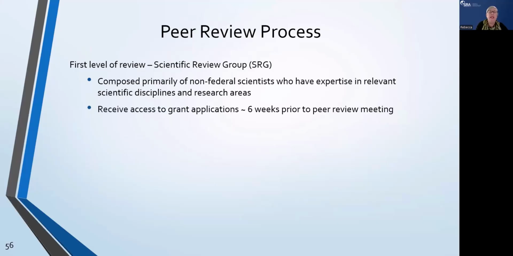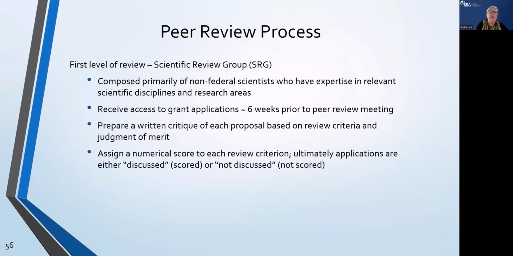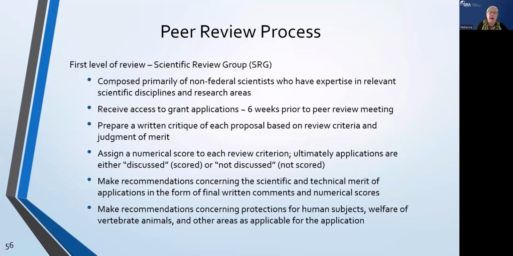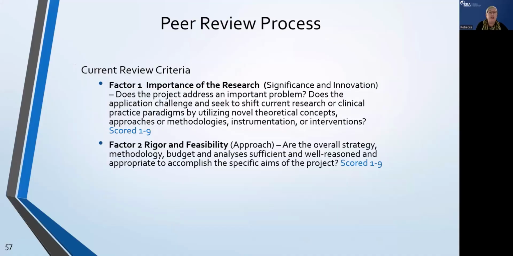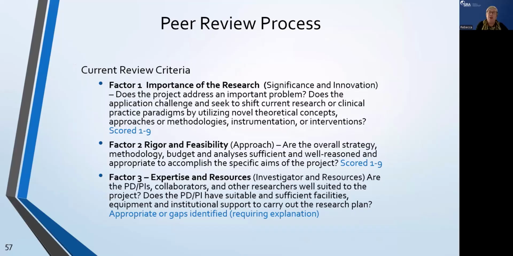Again, the important thing to understand is that NIH has a 2-tier review system, where there's a first level of review, and a score is given and recommendations are made. And currently there are 3 factors. There are 2 factors that are scored: the importance of the research, and rigor and feasibility. And then there's expertise and resources. There isn't a score, but the reviewers give a thumbs up or thumbs down about whether the individuals have the expertise and the resources are there at the institution for the research to be done.